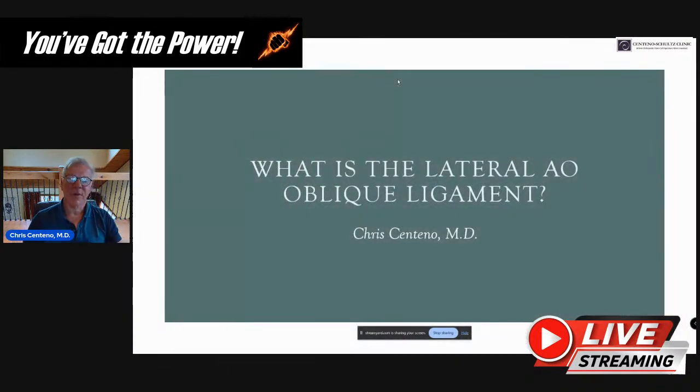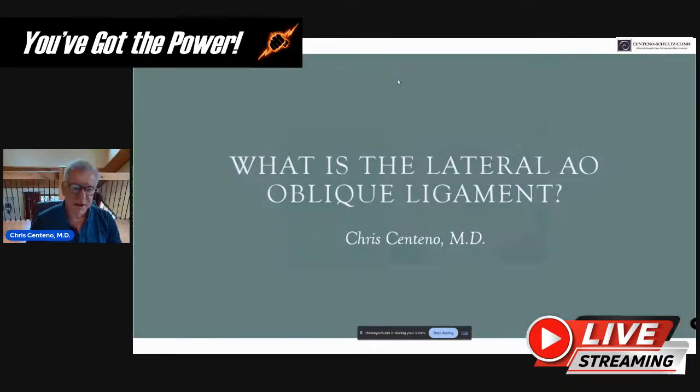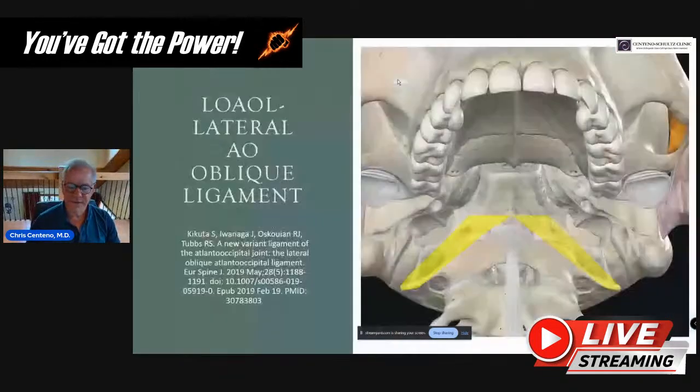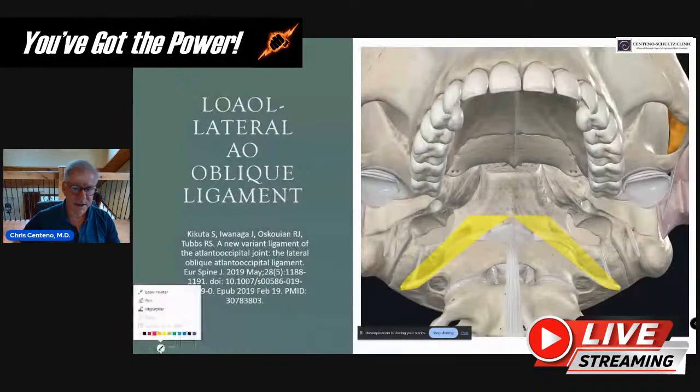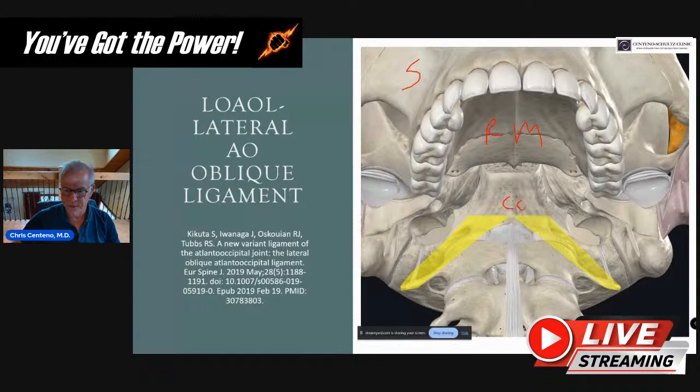So what is the lateral AO oblique ligament? This is a ligament that lives in the front of the neck. You can see here, let me get a pen, that this is the skull up here. This is the roof of the mouth there. We obviously have teeth. Now the lower jaw here has been removed, so we're looking directly into the spine. So this is going to be still the skull, C0, then C1, then C2.